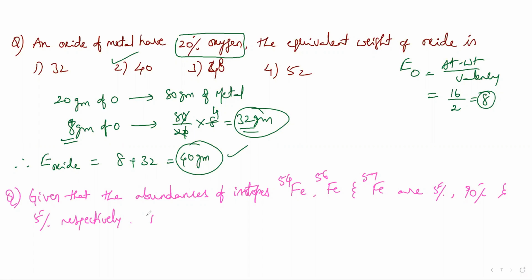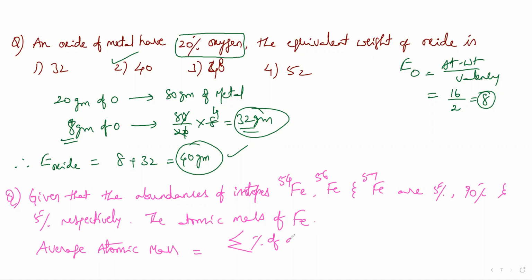Now, the question is, we need to find out the atomic mass of iron. So, average atomic mass. How will you find out average atomic mass? Sigma of percentage abundance into mass number, divided by total ratio or percentage. Total percent is 5 plus 90 plus 5%. So that will be 100.